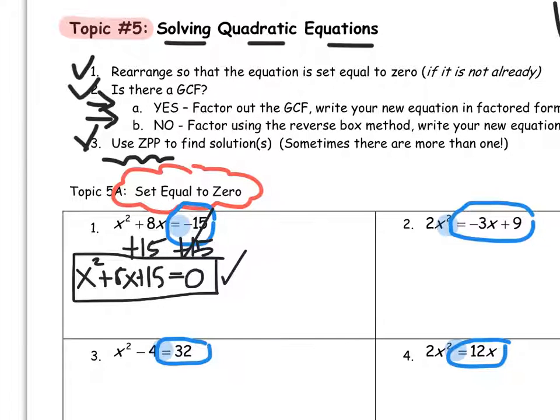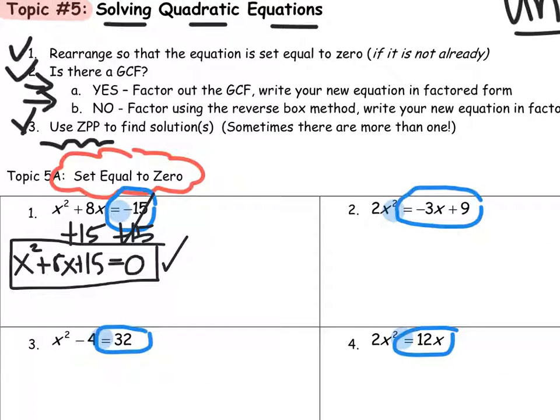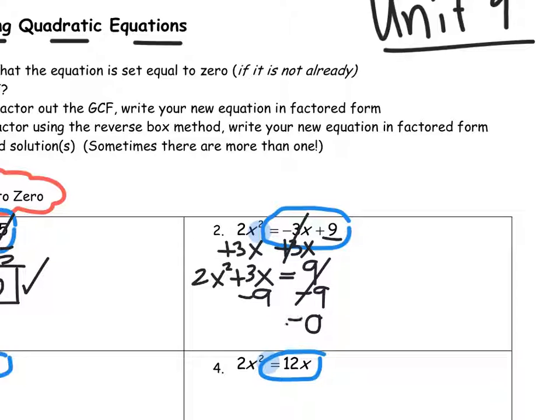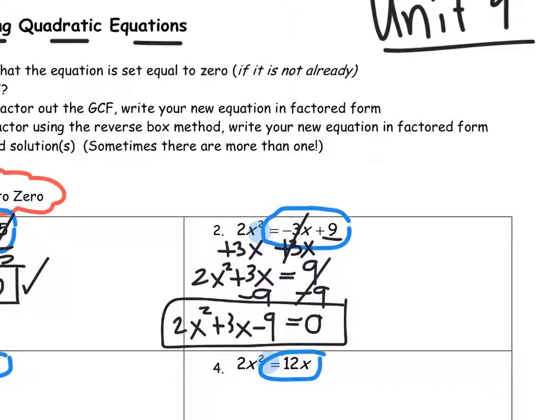All right, next one. I have this equal to 2 different terms, right? 2x squared equals negative 3x plus 9. So I'm going to do this in 2 steps. First, I'm going to get rid of this negative 3x by adding 3x to both sides. I'll get 2x squared plus 3x equals, I still have a positive 9. Then I have to get rid of the 9 by subtracting 9 from both sides. I'll get 0 on the right, and then over here I get 2x squared plus 3x minus 9. Okay, next one.